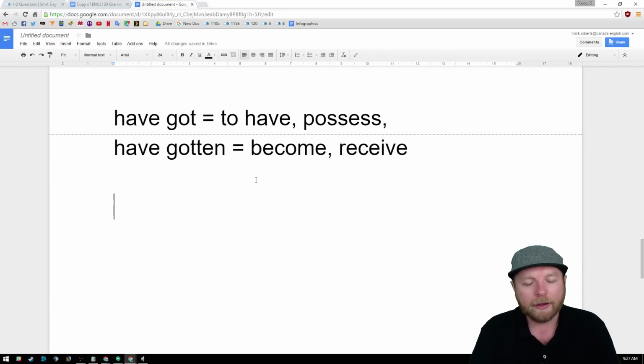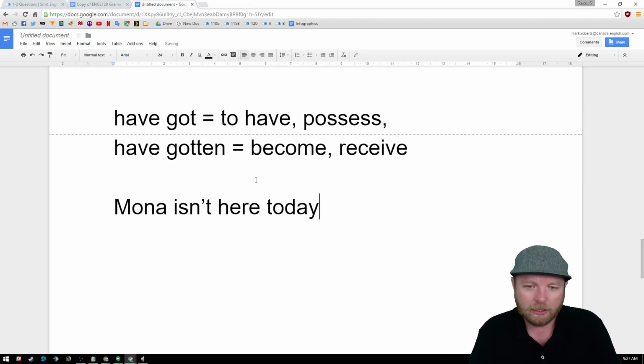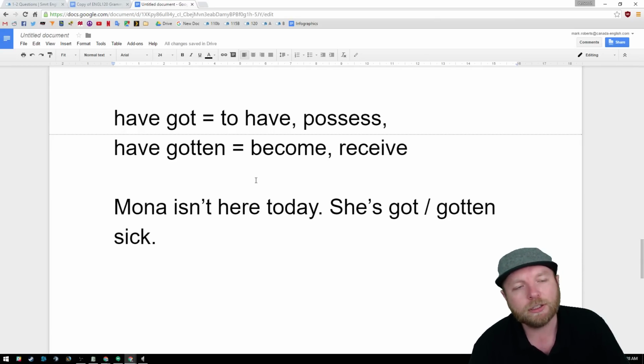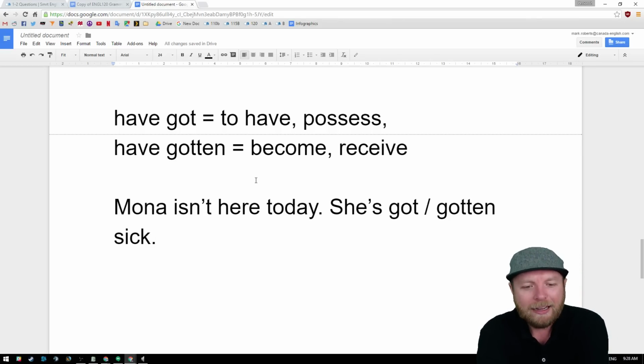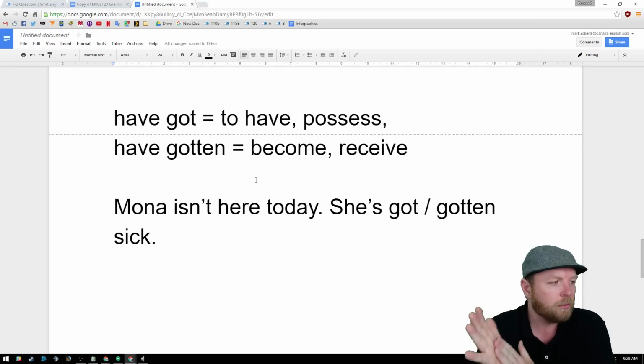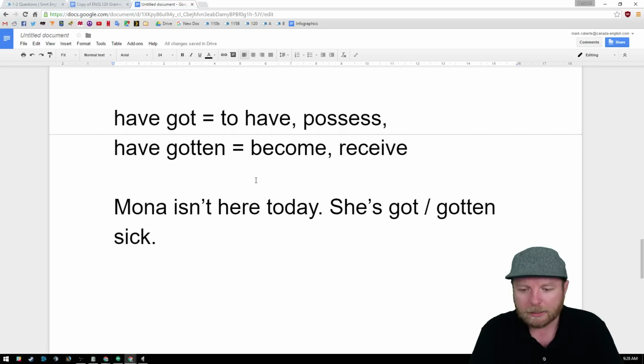Example, let me think of an example. Mona isn't here today. She's got or gotten sick. Which one would you say? She's got sick or she's gotten sick? Does it mean she has sick or she's become sick? Which one do you think is correct? She's got sick or she's gotten sick?